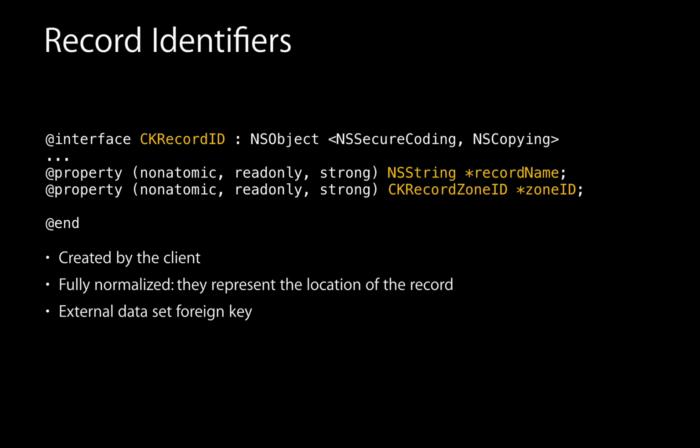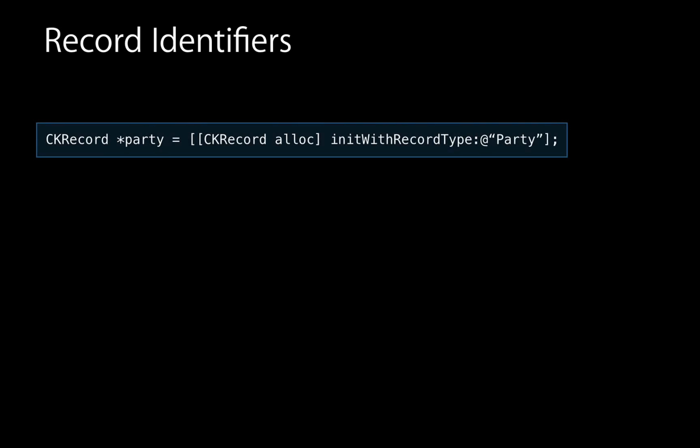We think that it's going to be fairly common for you to try and bridge an external data set into CloudKit. If you're doing so, and if your external data set has a unique key, using that unique key as the CK record ID allows you to have a foreign key back into your external data set. Totally an approved usage. Let's have a look at some code.